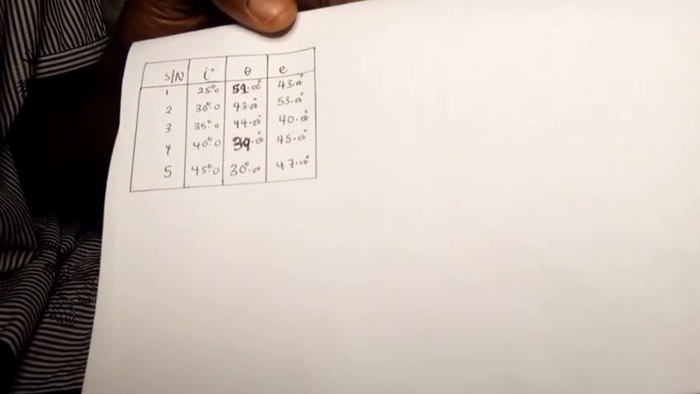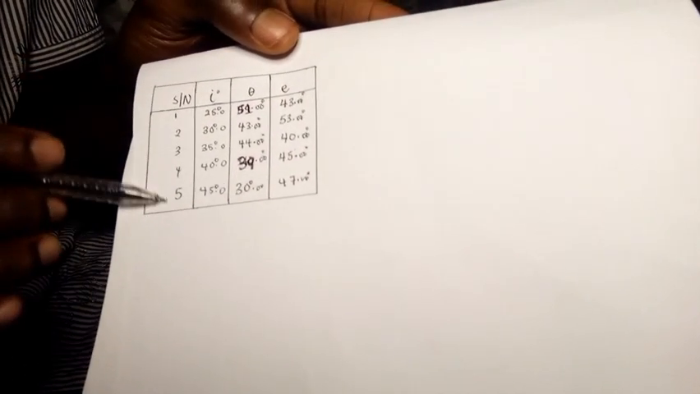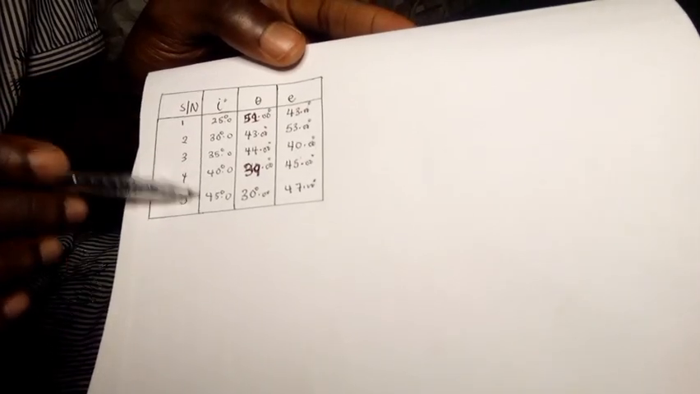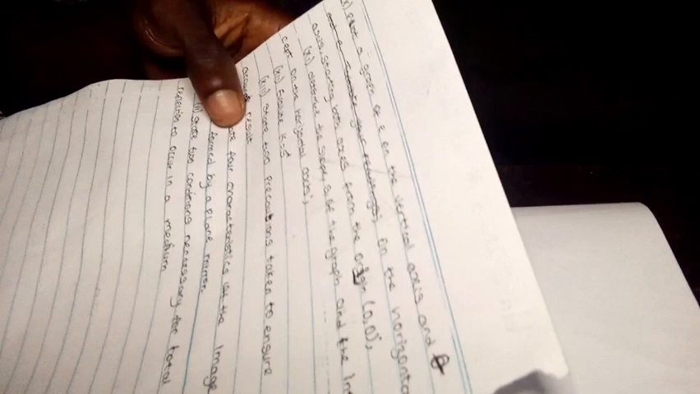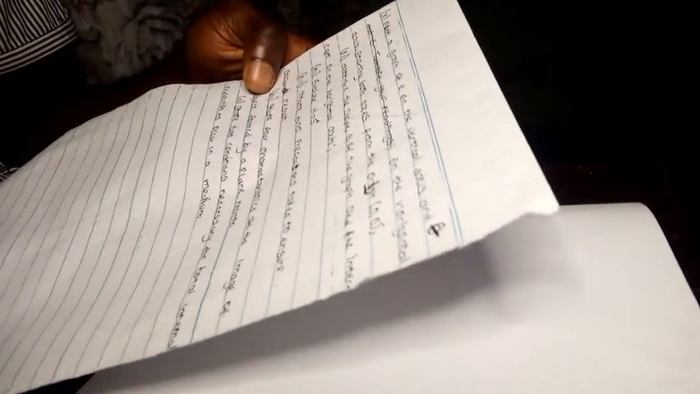So now let's tabulate this. Let's make a table for this. This is a table containing all the values we have: the serial number, the I, which is the angle of incidence, the theta, and then the angle of emergence. The next part says we should plot the graph of E on the vertical axis and theta on the horizontal axis, starting both axes from the origin. Then determine the slope S of the graph and intercept C on the vertical axis. Then intercept C on the horizontal axis.